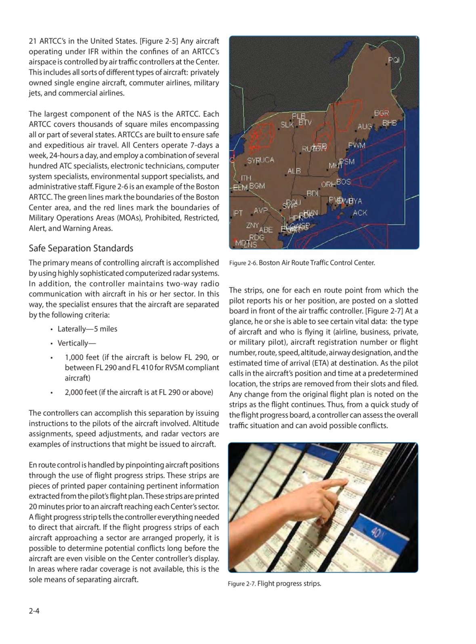If the flight progress strips of each aircraft approaching a sector are arranged properly, it is possible to determine potential conflicts long before the aircraft are even visible on the center controller's display. In areas where radar coverage is not available, this is the sole means of separating aircraft. The strips, one for each en route point from which the pilot reports his or her position, are posted on a slotted board in front of the air traffic controller.